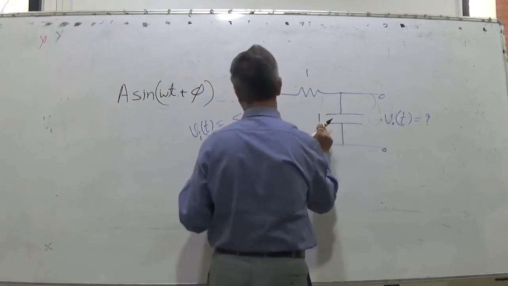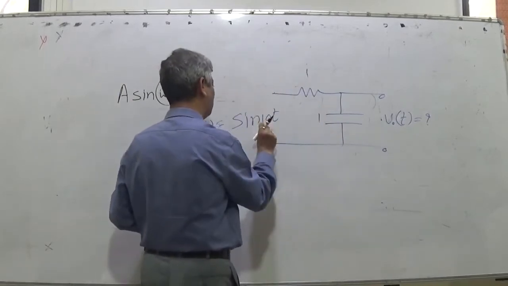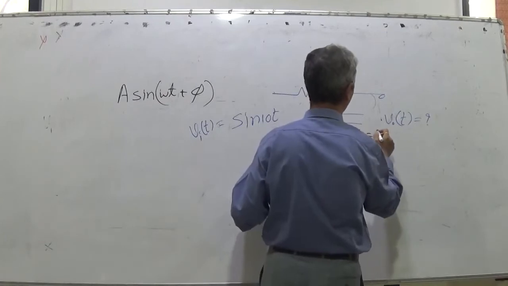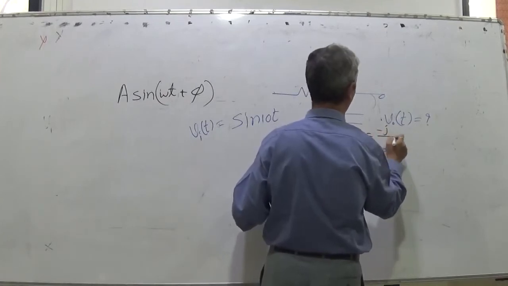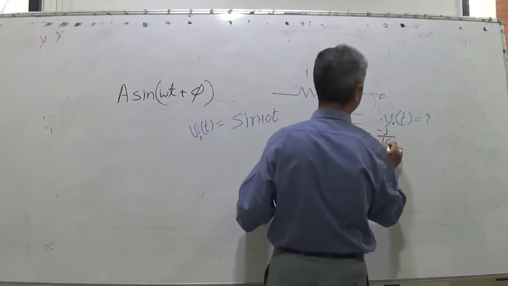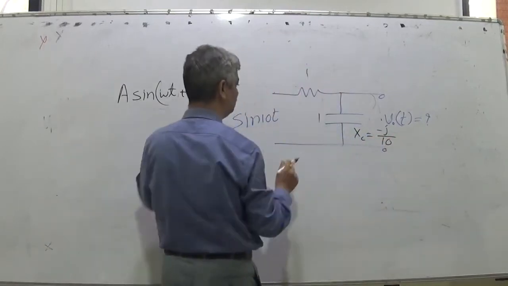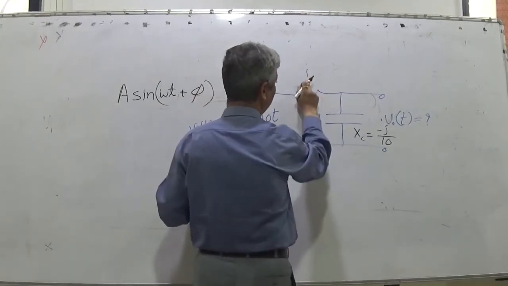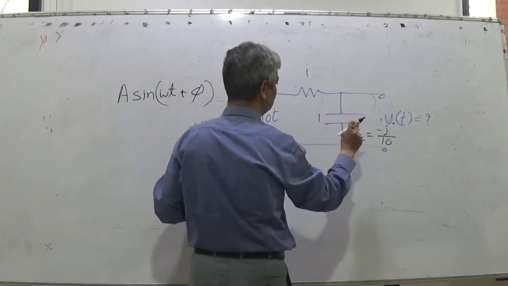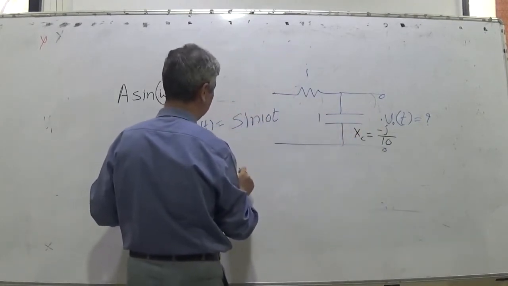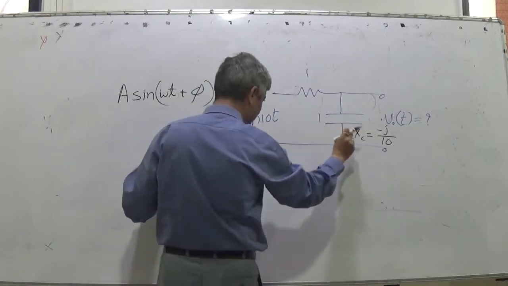Capacitance of 1 farad operating at omega equal to 10. So its capacitive reactance XC is equal to minus j upon omega C. Omega is 10, C is 1, so minus j upon 10. Resistance is 1, that is R is 1. So 1 and minus j upon 10. So what is VOT? VOT is equal to X induct.